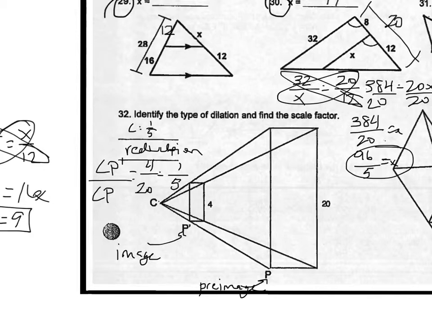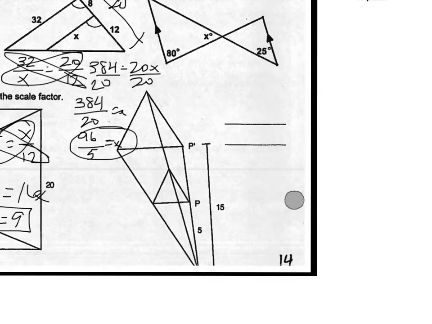But what I want to point out is, here's the original shape. Notice how big that is compared to after the transformation, so you know it must be a reduction. So you can always look back to the picture to see if you're doing it right. The next one right here. CP prime, here is before the transformation, here is after. So we're looking for an enlargement. We are looking for a scale factor that is greater than 1.